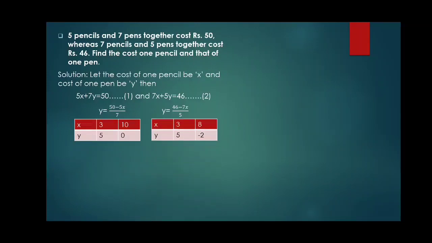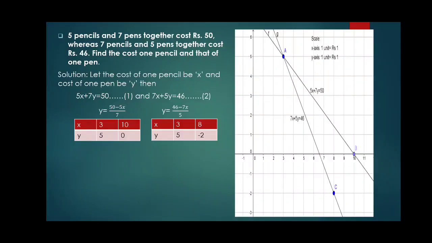And for the second equation, when x is equal to 3, that means 7 3s are 21, 46 minus 21, we get 25. So 25 by 5, where the value of y is 5. And when x is equal to 8, 7 8s are 56. 46 minus 56 is minus 10, by 5, we get the value of y to be equal to minus 2. So now plotting the graph, we have a graph like this, where the lines of the equation intersect at point A.